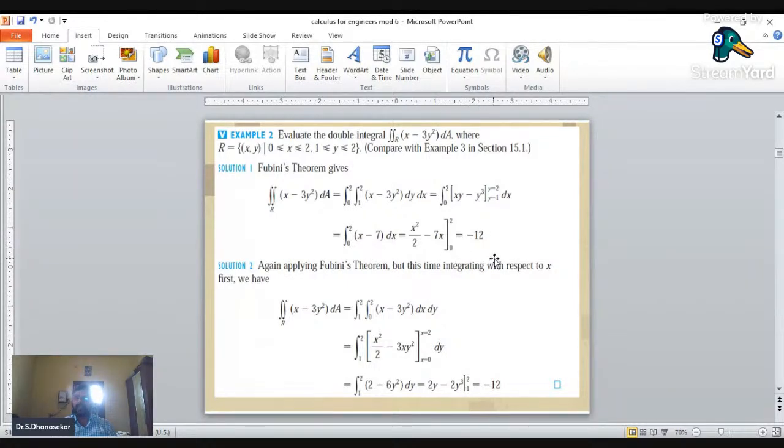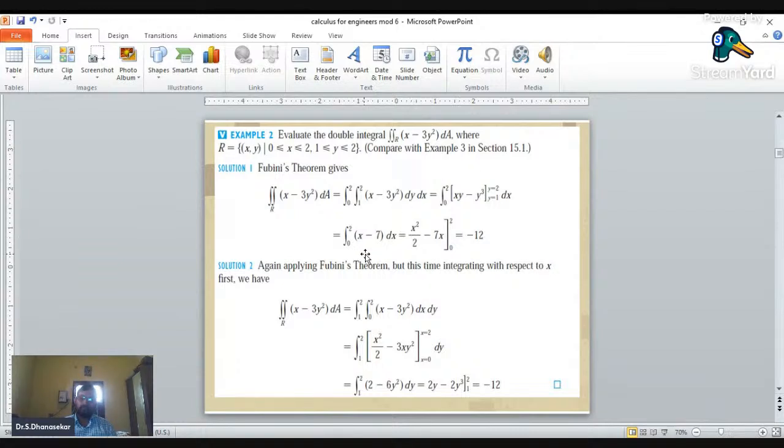You are getting minus 12. Same thing I can do in the next one. First, I will integrate with respect to x, then I will integrate with respect to y. In both cases, I'm getting the same result. So it is not like that, right? You have to have only one way.